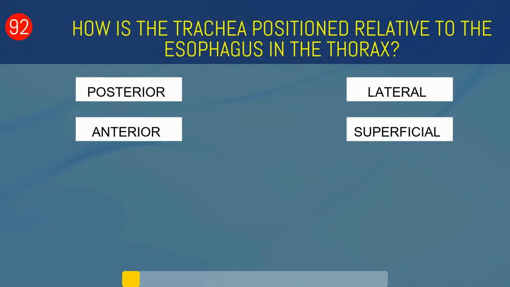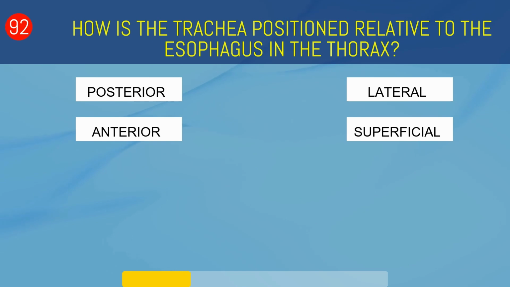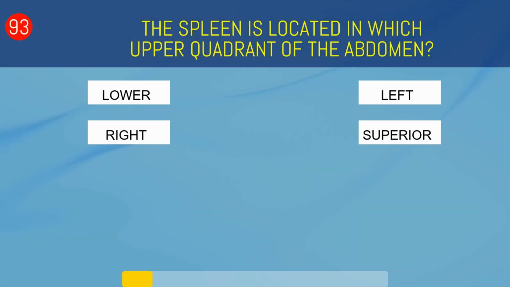Posterior. How is the trachea positioned relative to the esophagus and the thorax? Posterior, anterior, lateral, or superficial? Anterior. The spleen is located in which upper quadrant of the abdomen? Lower, right, left, or superior?